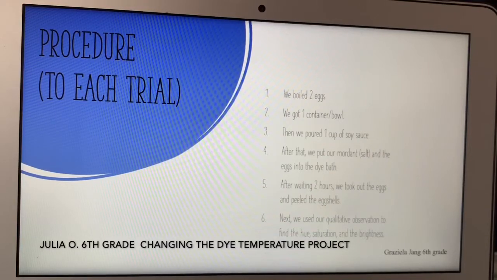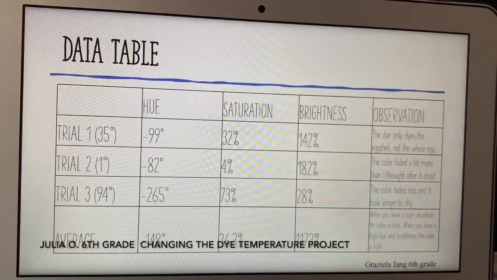After that, we put our mordant, salt, and the eggs in the dye bath. After waiting for 2 hours, we took out the eggs and peeled the eggshells. Next, we used our qualitative and quantitative observations to find the hue, saturation, and brightness.